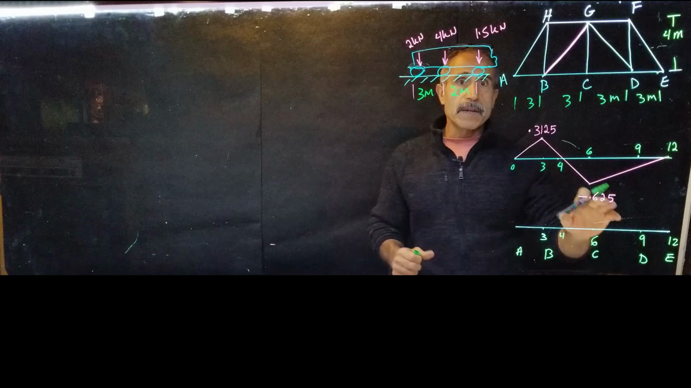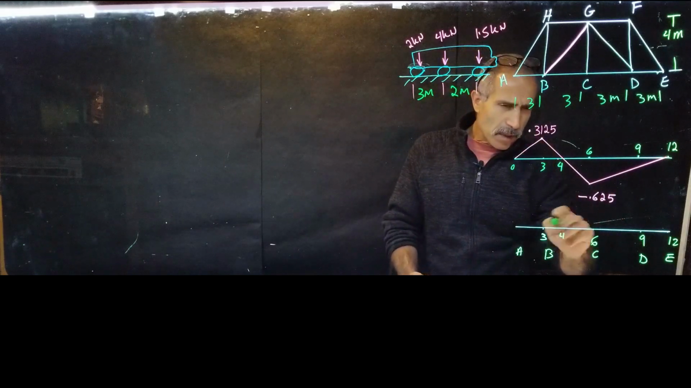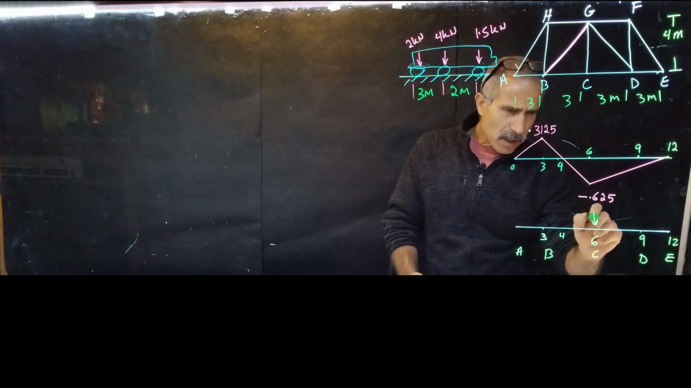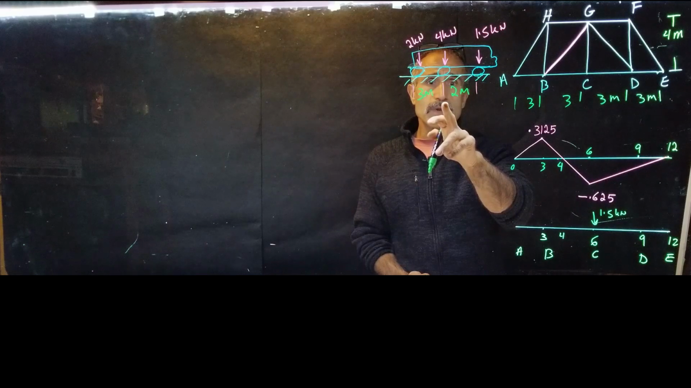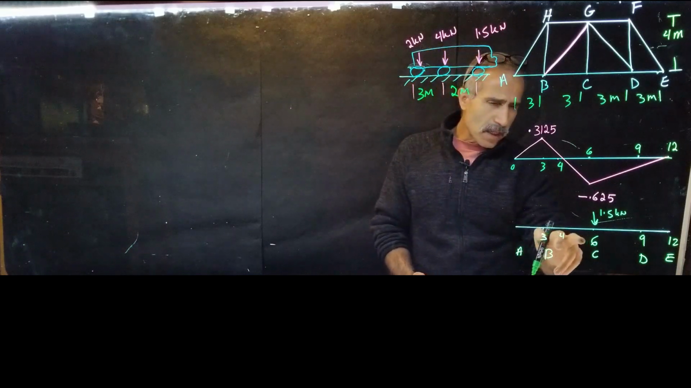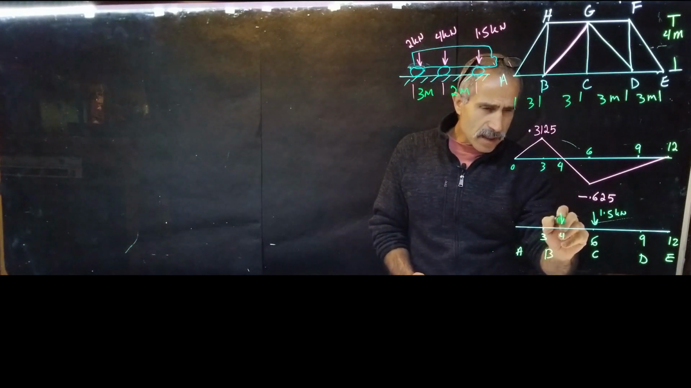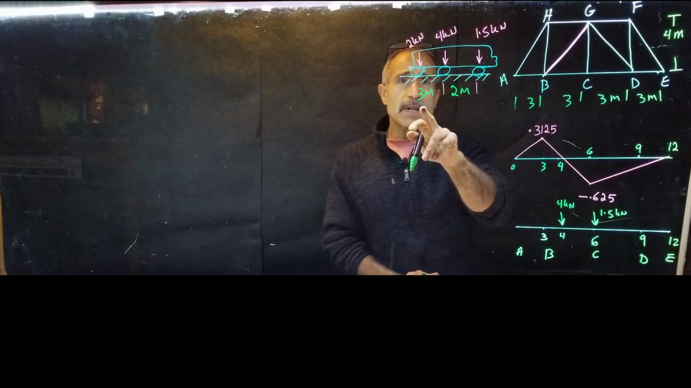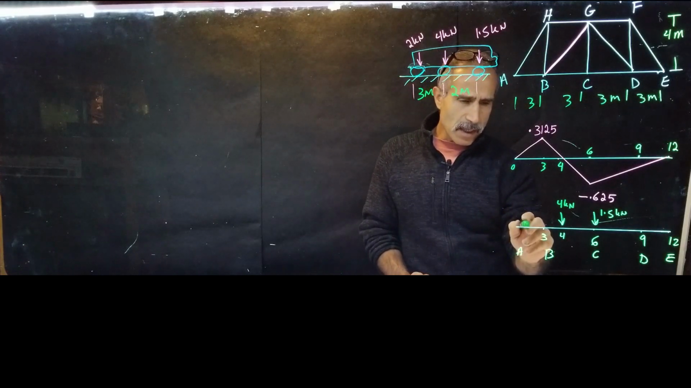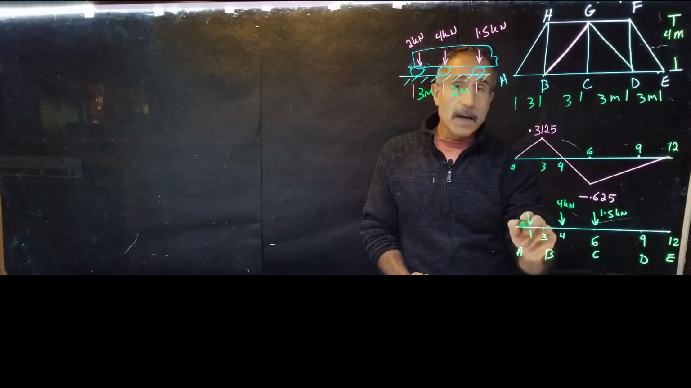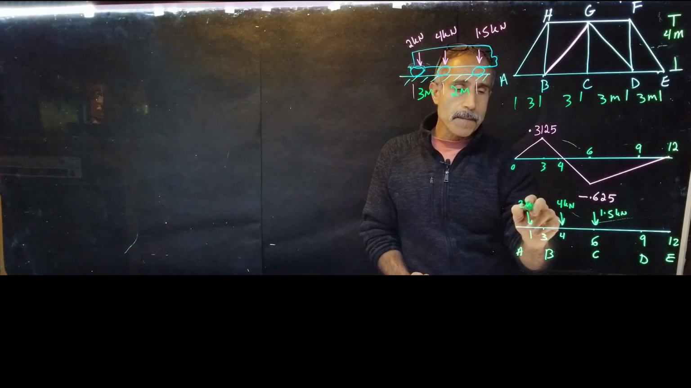let's do a free body diagram. I put the 1.5 kilonewton right here. And then the next load, which is 4 kilonewton, is going to be 2 meters away, and 2 meters is going to be right here. That's going to be my 4 kilonewton. My next wheel is about 3 meters away, so that's 1, 2, 3. It's going to be right here, which is about 1 meter away, and that's going to be 2 kilonewton.